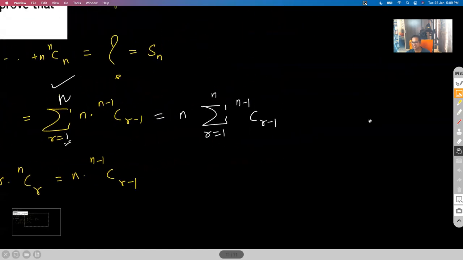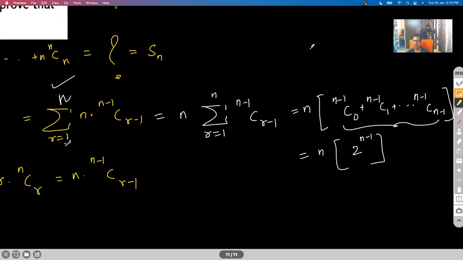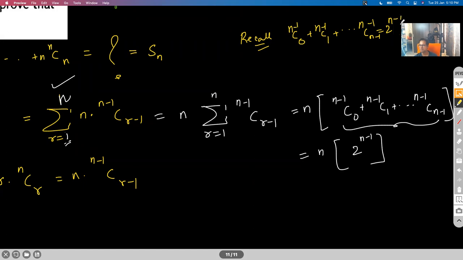Okay. Now think as if you are trying to sum n minus 1 C0, n minus 1 C1, all the way till n minus 1 Cn minus 1. What is this actually? This term is 2 to the power n minus 1, isn't it? So please recall, we had done in our properties that if you sum up all the binomial coefficients from nC0 till nCn, it becomes 2 to the power n. Instead of n, if you put n minus 1, this will become 2 to the power n minus 1, correct? And that's where is your answer. This is your RHS, okay? Hence proved. So this is your sum, okay?